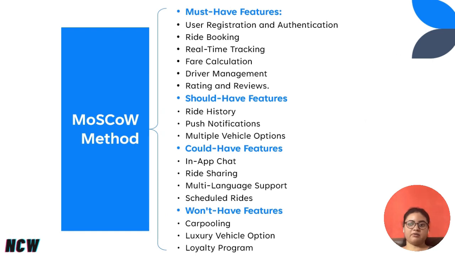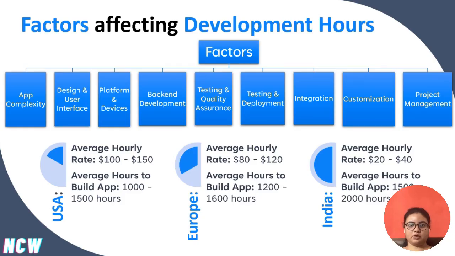Should-have features are ride history, push notifications, and multiple vehicle options. Could-have features are in-app chat, ride sharing, multiple language support, and scheduled rides. Won't-have features are carpooling, luxury vehicle options, or loyalty programs. These influence development cost and app complexity, backend development, design and user interface, testing and quality assurance, integration, customization, and project management.